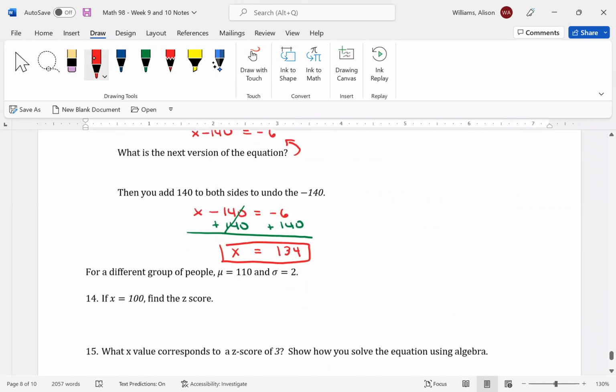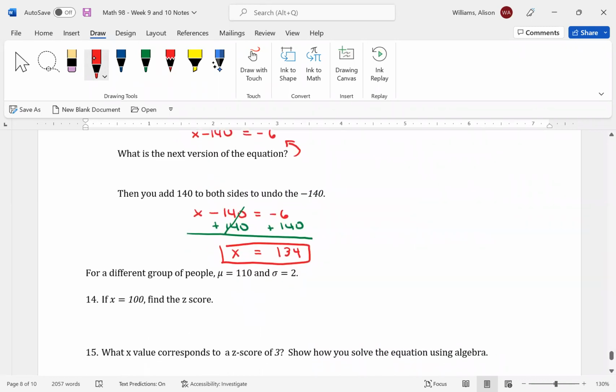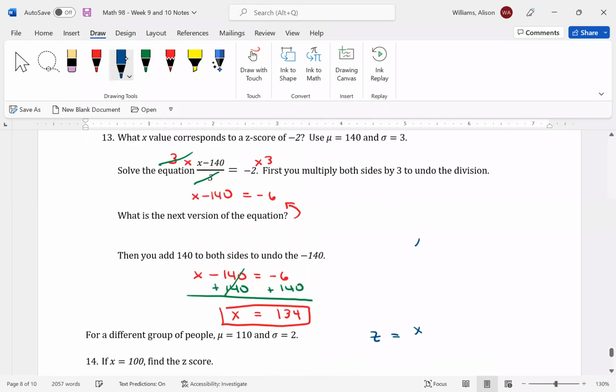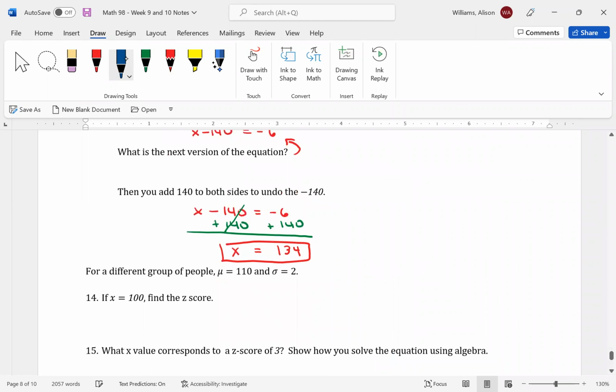For a different group of people, mu is 110, sigma is 2. If X equals 100, find the Z-score. So still using the Z-score formula here. I'm just going to rewrite it. Z equals X. Actually, I think they write it backwards, don't they? Yes, they do. Sorry. X minus mu over sigma equals Z.